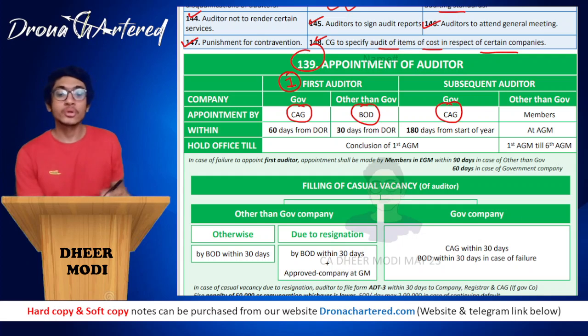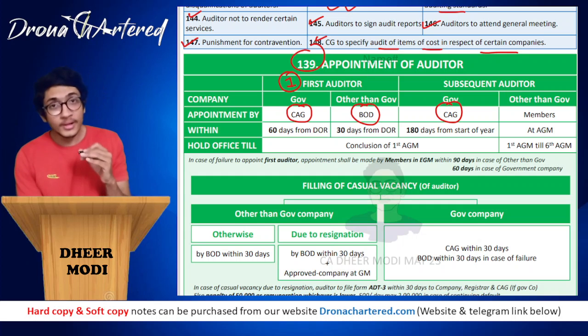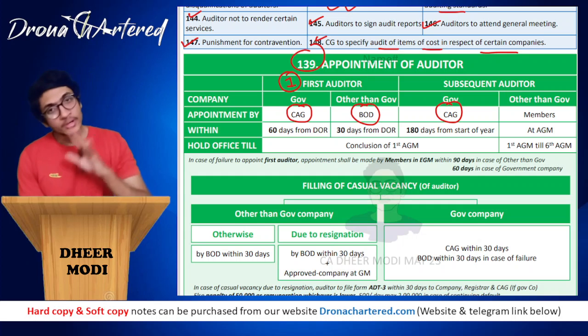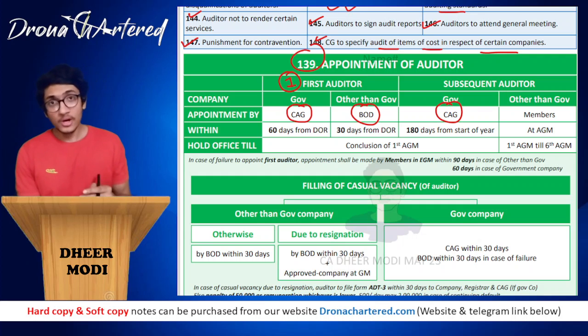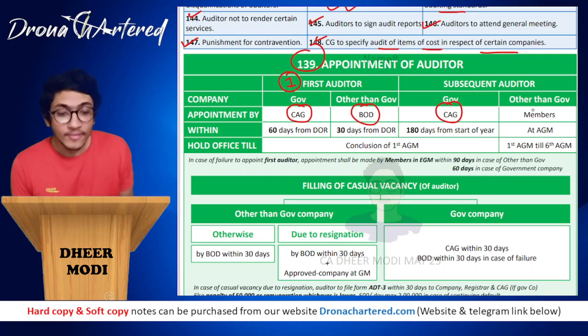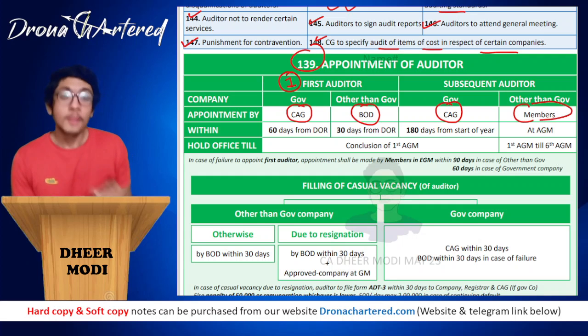So what you have to make sure is that if it is a government company, your first or subsequent auditor is always appointed by CAG. However, if it is other than a government company, in such a case your first will be done by your board of directors, and your others will be done by the members. Okay, so your subsequent auditors will be appointed by the members.